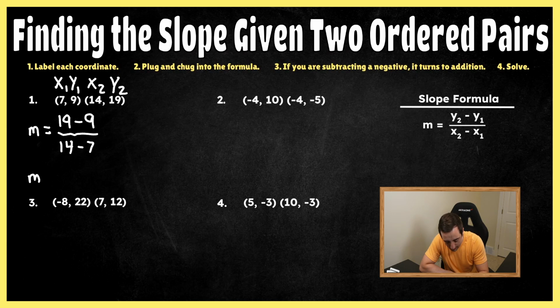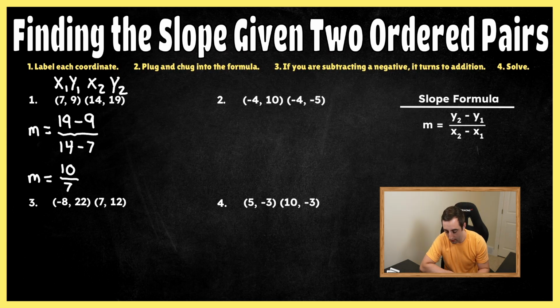Now we want to go ahead and do the subtraction for both. So we have m equals 19 minus 9 is 10, 14 minus 7 is 7. And we can't simplify 10 and 7. They're not divisible by anything besides 1. So this is going to be our final answer, and we're leaving it as an improper fraction because if we were going to graph this, we would want to know what is the rise. In this case, 10 is your vertical change. So you're going up 10, and then your running or your horizontal change is 7 going to the right. So that's why we leave it as an improper fraction and we don't convert it to a mixed number.